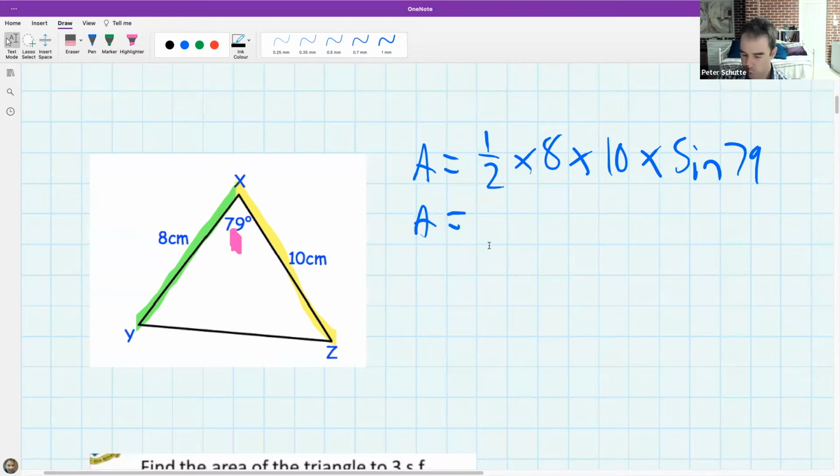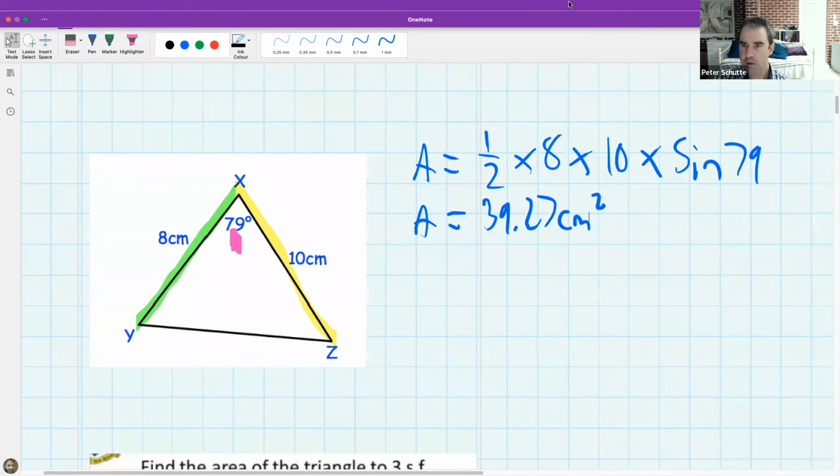And so that rule will work for all triangles in the world. In fact, they use this in engineering all the time. So to find the area of a triangle, you can use this rule. And you should get 39.27 if you're rounding off to 2 decimal places. And that is the area of that triangle.